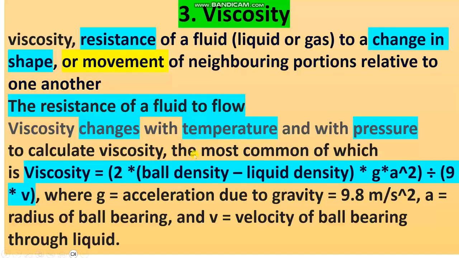To calculate viscosity, the most common formula is: viscosity equals 2 multiplied by (ball density minus liquid density), close bracket, multiplied by G, multiplied by A squared, divided by 9 multiplied by V, where G is the acceleration due to gravity, this is the amount of gravity here, A is the radius of the ball, and V is the velocity of the ball through the liquid.